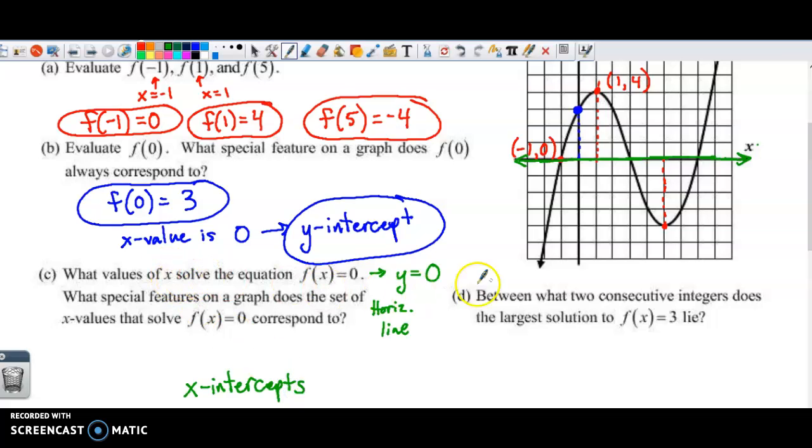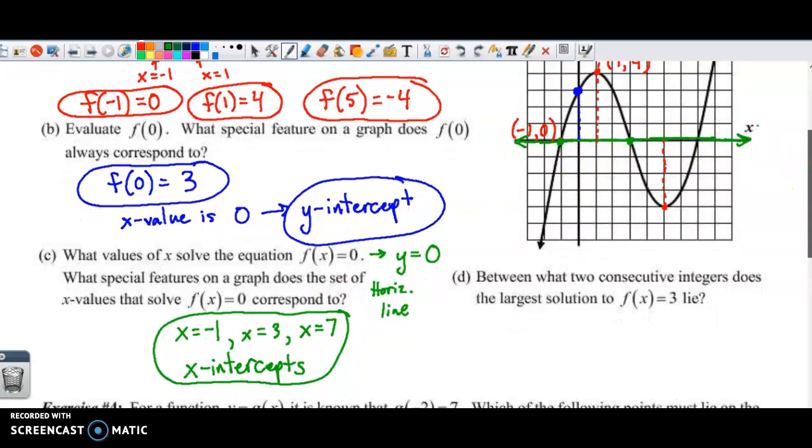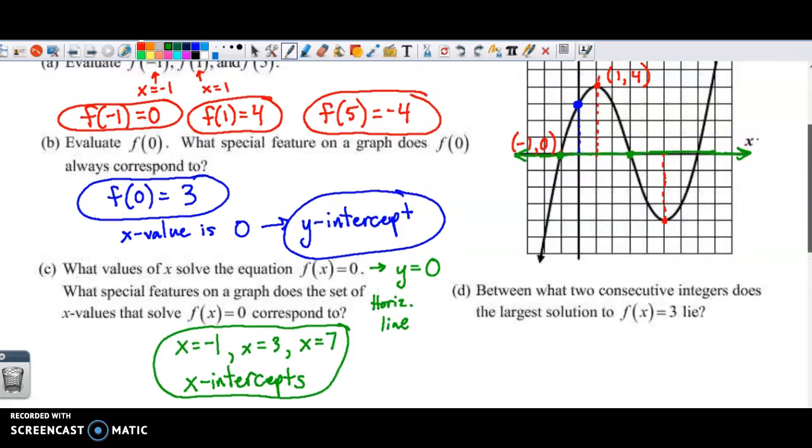What values of x solve the equation? Well, if x were -1, we get y equals 0. And then 1, 2, x equals 3. We get y equals 0. And then 1, 2, 3, 4, 5, 6, 7. And again, double check that I'm reading the graph correctly because I might be good at math, but I sometimes mess up counting, which is embarrassing, but we'll go ahead and do that.